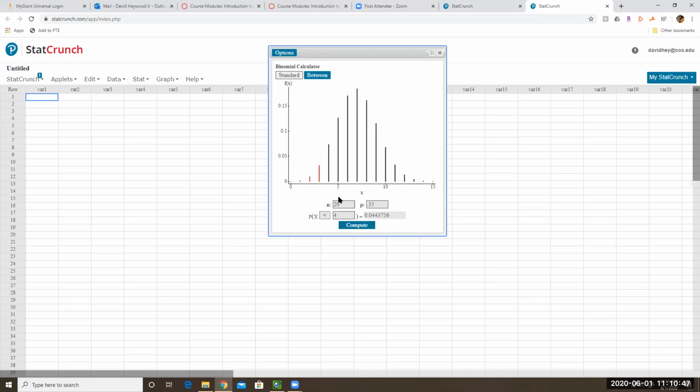And again, you'll notice they highlight all of the bars in red that you're interested in. You're looking for the probability x was less than 4, so they're coloring in 3, 2, 1, and 0. Okay. Anyway, there's that probability. So about 0.0444.